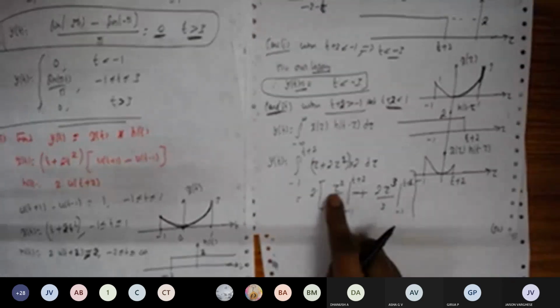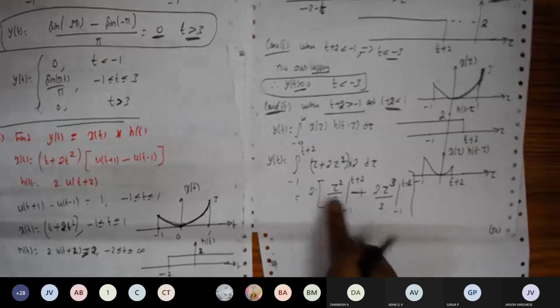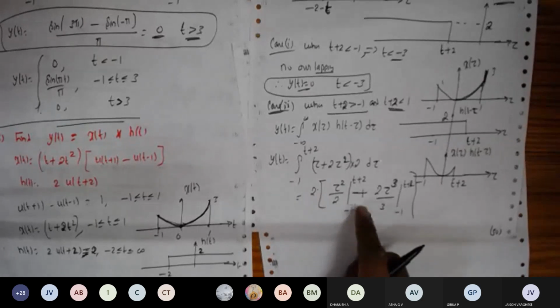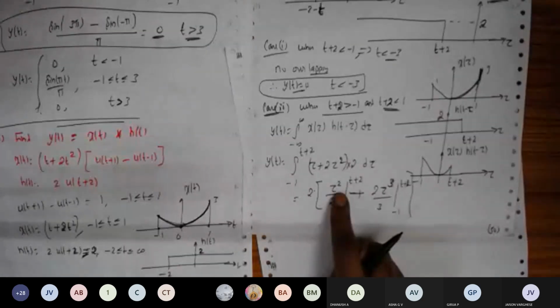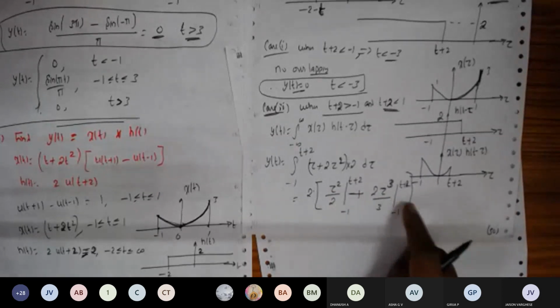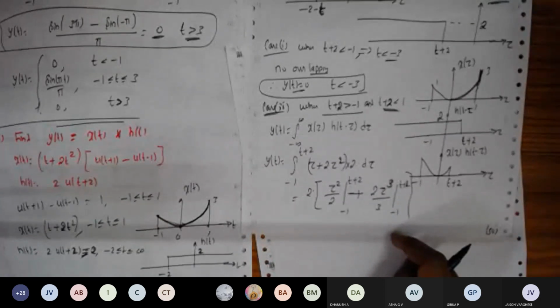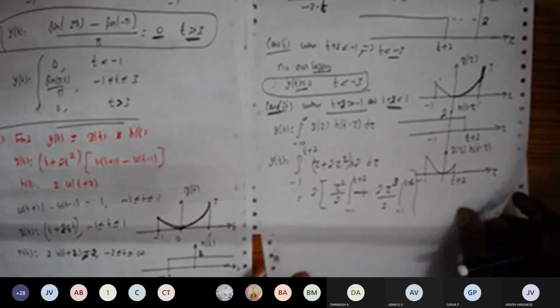So do integrate this one. We have already done the integration of this one. Substitute t is equal to (t plus 2) the whole square divided by 2, so 2 gets cancelled here. Next, t is equal to -1 means it will become +1. So it will become (t plus 2) the whole square plus 1, and this is 2 into (t plus 2) the whole cube divided by 2 by 3. So what's the answer you got?